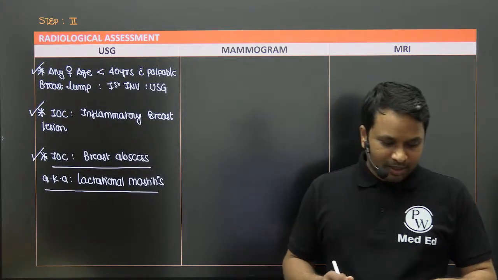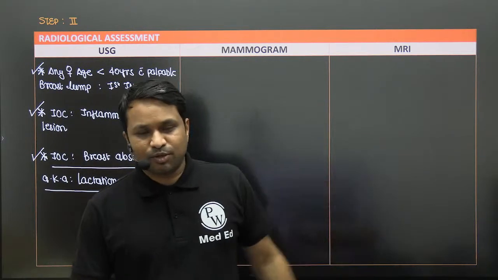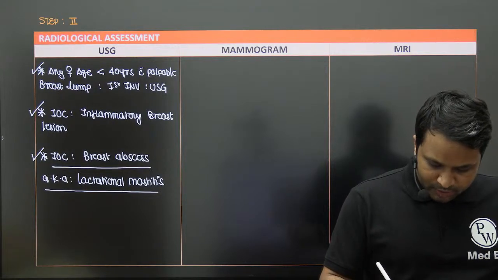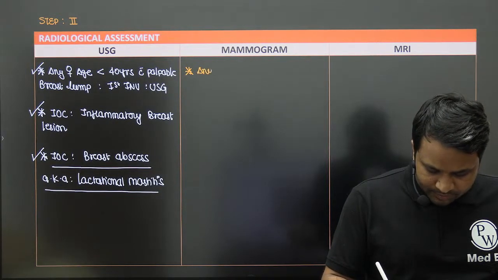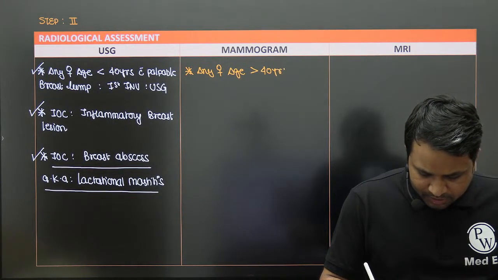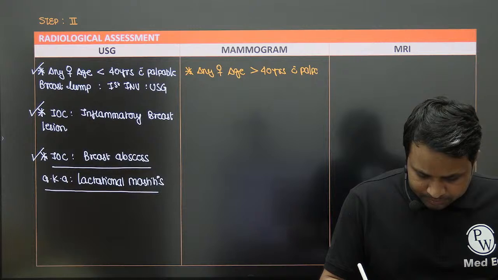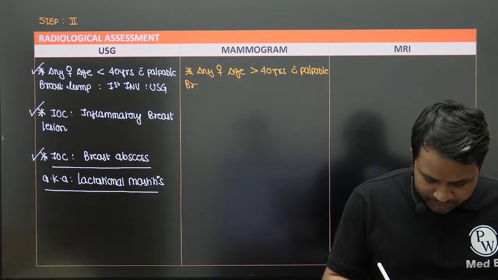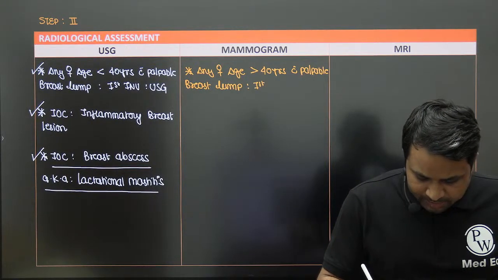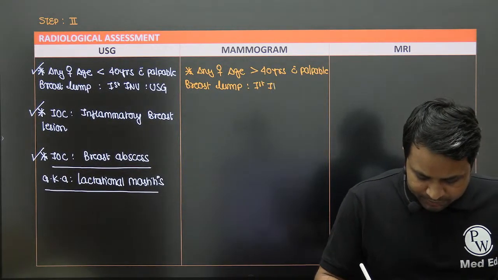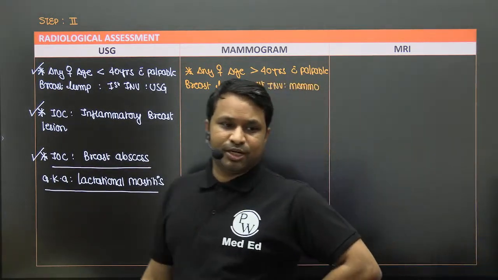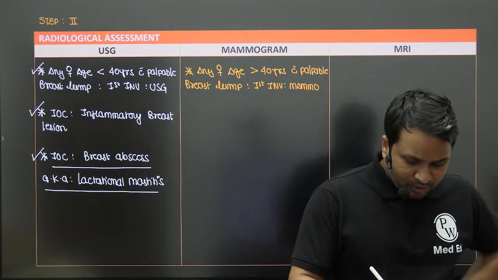Right, guys. So this was the indication for ultrasound. What are the indications for mammography? The current indication for mammography is any female with age above 40 years with a palpable breast lump. The first investigation here is going to become mammography. So any female of age more than 40 years with a palpable breast lump.